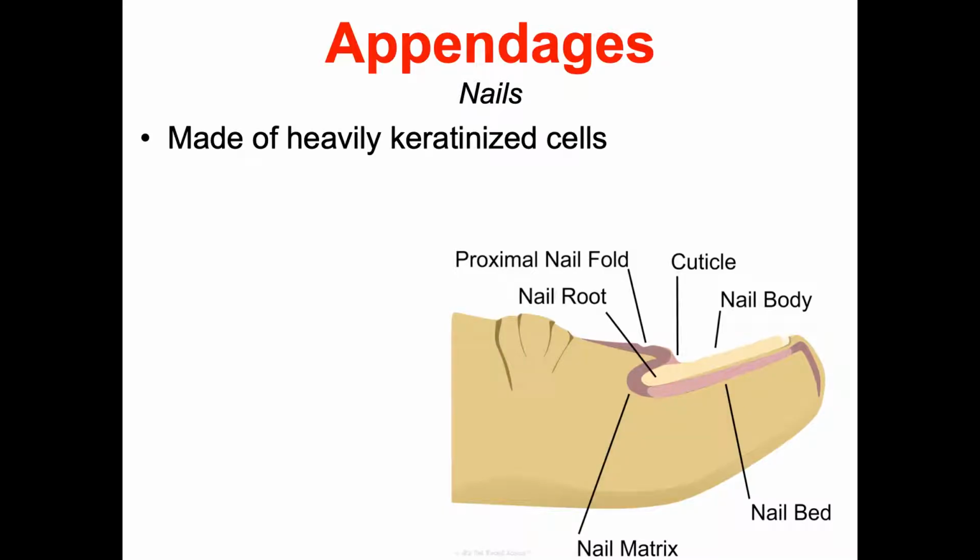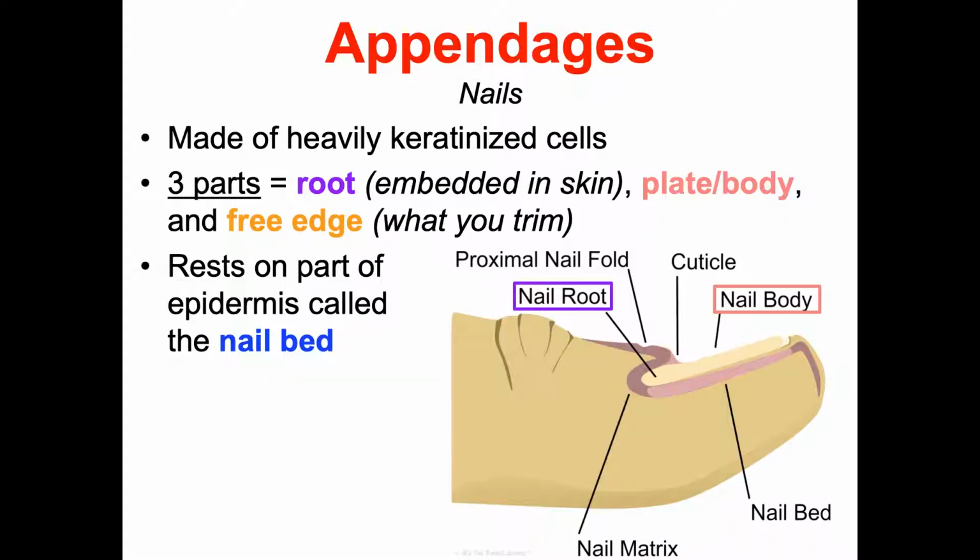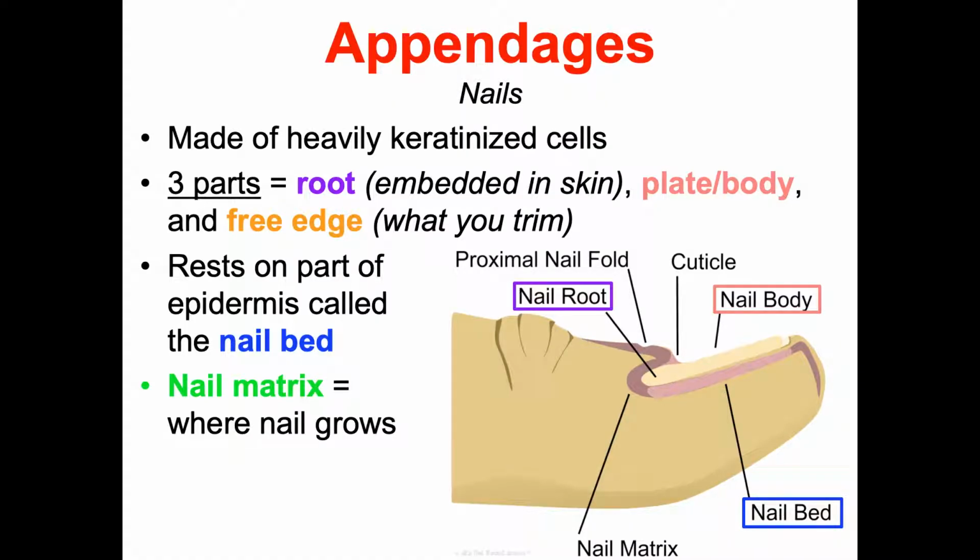All right, let's talk about your nails. These are made of heavily keratinized cells, and they basically have 3 parts. So we've got your root, which is embedded in your skin, the plate and body, the nail body, and then your free edge, which is the part you trim. Your nails rest on part of the epidermis called the nail bed. So that's what we refer to, that skin under there. And your nails appear pink because there are so many capillaries in the underlying dermis. And then your nail matrix is just where your nail grows. That's what it's referred to.